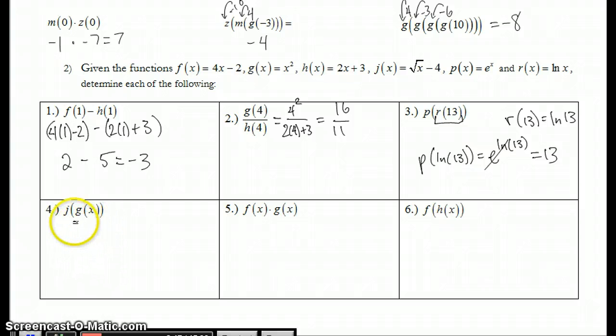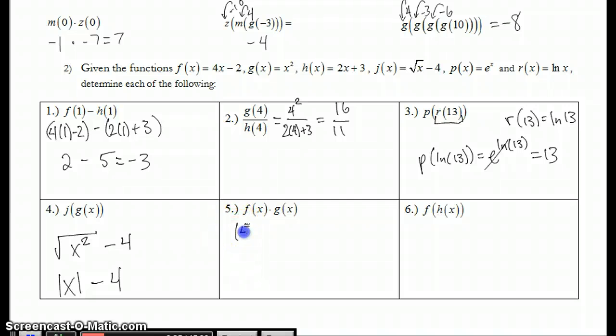J of g of x. J, our outside function, is square root of g of x, which is x squared, minus 4 from what j of x was. It had a -4. We can reduce that to be absolute value of x minus 4.